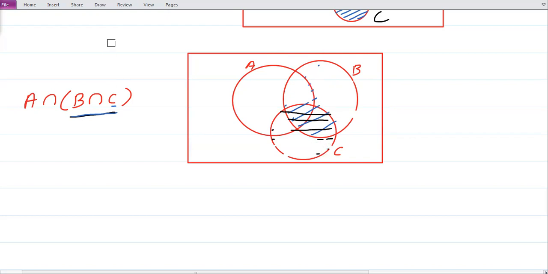All right. Now after that, I will come to this portion. Come to A. A means inside the A. Okay, I will shade inside the A.